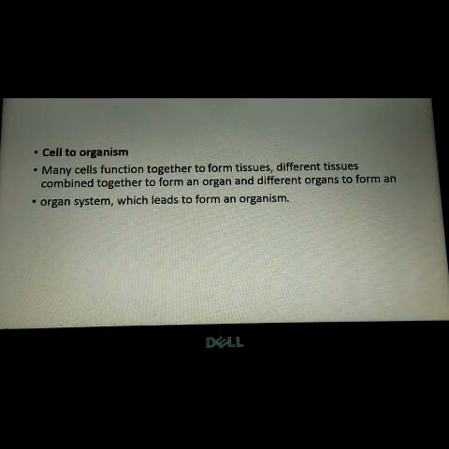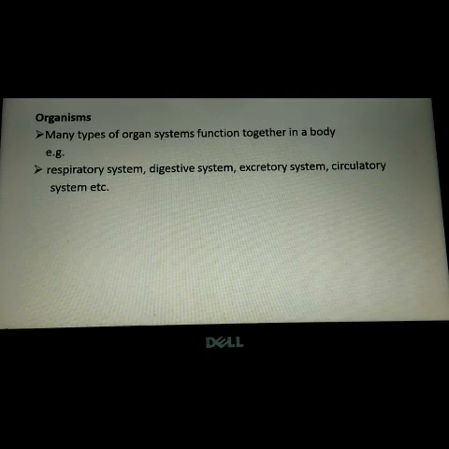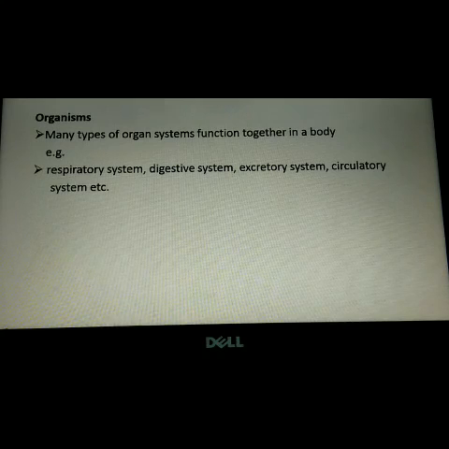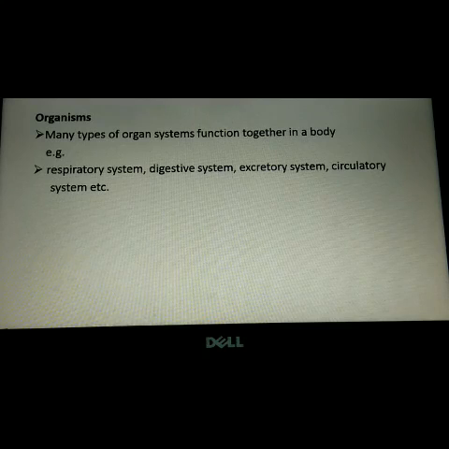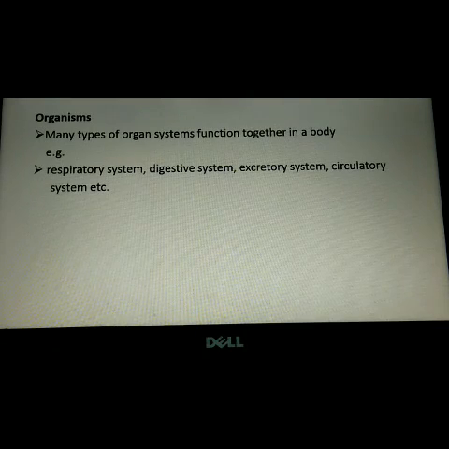Now let us see organism. Many types of organ systems function together in a body. For example, in our human body, we have various systems like respiratory system, digestive system, excretory system, and circulatory system. All these organ systems function together in any organism or in our human body.